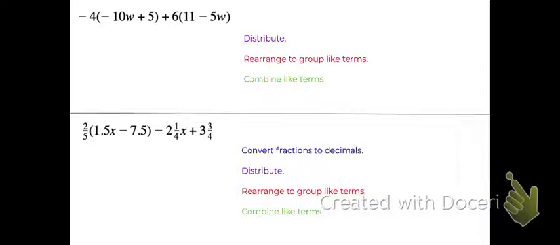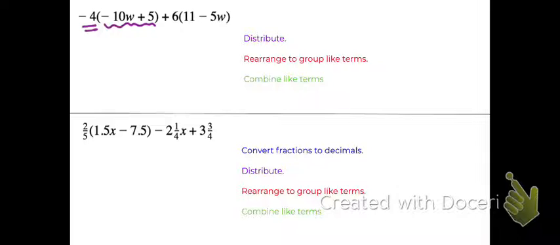Here we're going to go through a couple of examples of simplifying expressions. So whenever you have an expression that has some parentheses, before you start moving anything around and combining like terms, you want to first get rid of those parentheses. So for example, this is saying -4 times everything inside the parentheses.